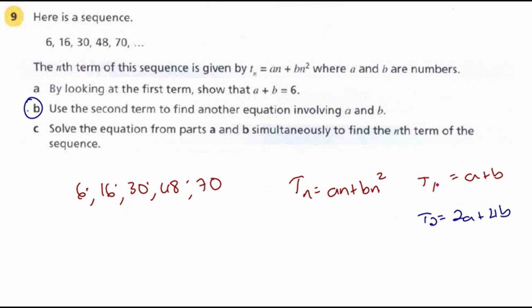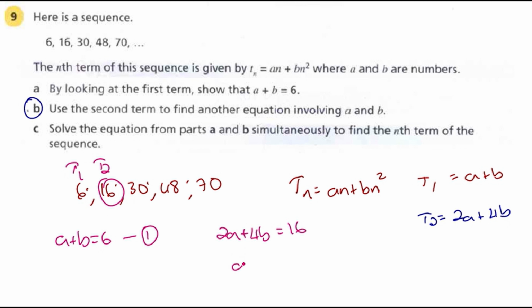Okay, well, we know that T1 is A plus B, so the first term is 6, and the second term is 16. So A plus B equals 6. There's your first equation. Your second term, 2A plus 4B, is 16. You can just divide through by 2 here to simplify it. A plus 2B equals 8. There's our second equation. We've now got simultaneous equations.